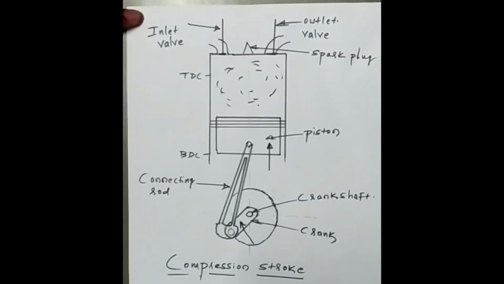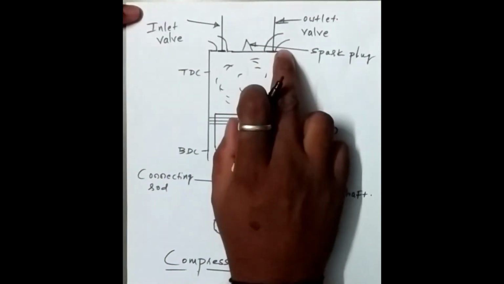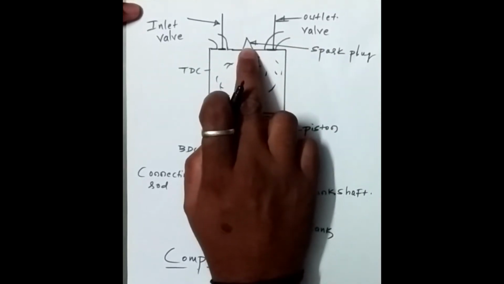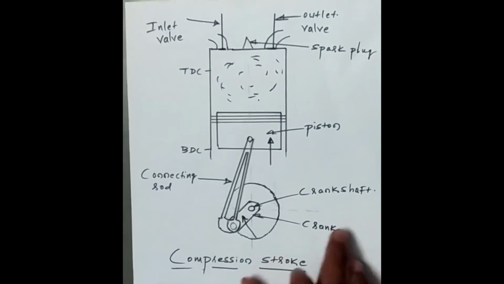In the compression stroke, the piston will be at TDC and both the valves will be closed, and the spark plug is ready to provide the spark now. So the next stroke is the power stroke. Let us go with the next stroke now.